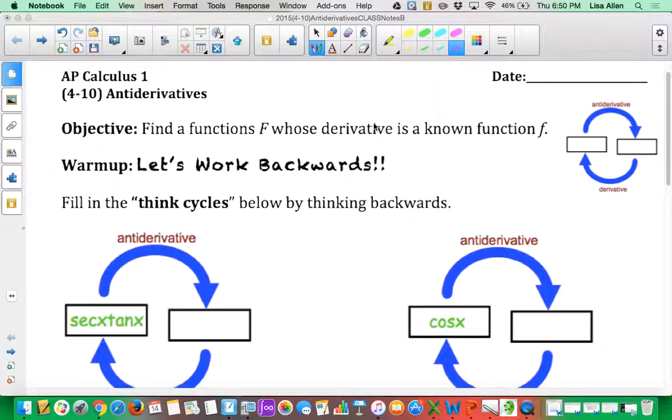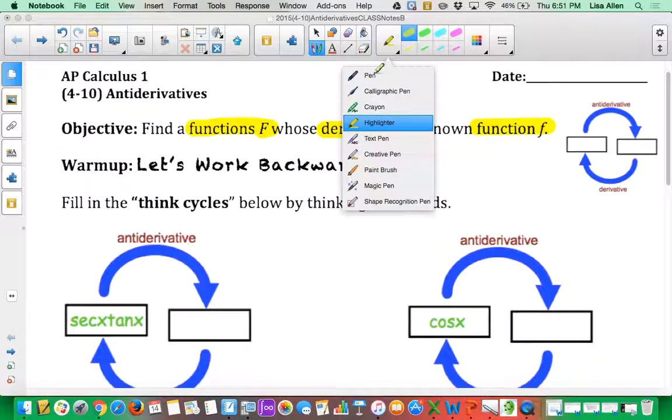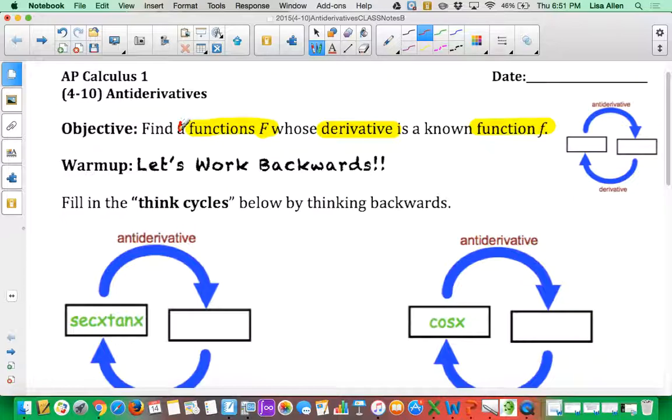Get a highlighter here. So we want to find a function F whose derivative is a known function, lowercase f. So we are looking at finding functions. Correct that grammatical error here. Let's write that out. So let's work backwards here.